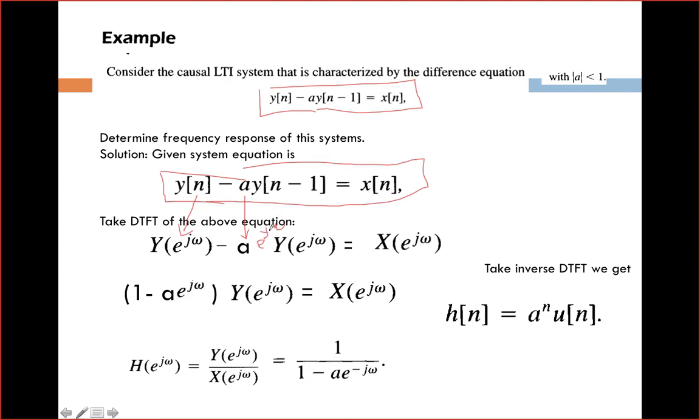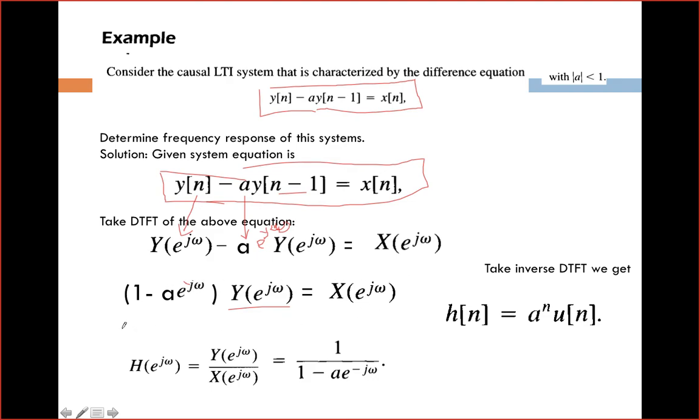Because a small shift or delay is introduced in the output y of n minus 1, the discrete time Fourier transform of this delayed version of the output signal is e power minus j omega into Y of e power j omega, which is equal to X of e power j omega. Now I am going to take Y of e power j omega outside, and I will get 1 minus a into e power minus j omega, which is equal to X of e power j omega.